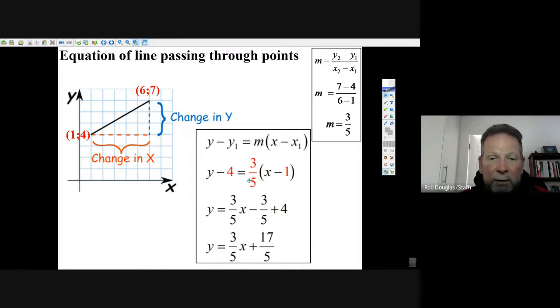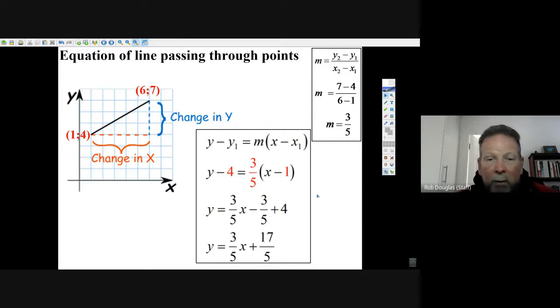Well, the gradient's 3 over 5. So instead of m, we put 3 over 5. Now the point, we could pick 6 or 7 and we'll get the same answer. The y value is 4, so that's why we write y minus 4. The y coordinate is 4, and the x coordinate is 1. Well, when we substitute in the gradient and that 1 point, x1 and y1, we've just written down the equation of the line.